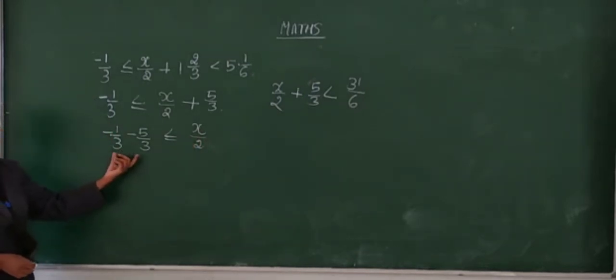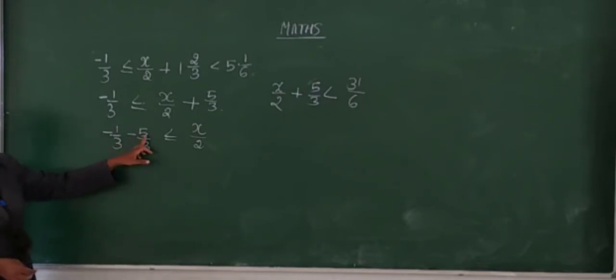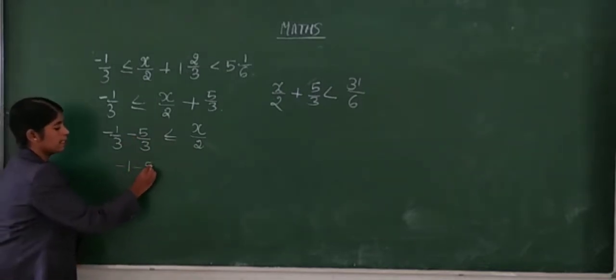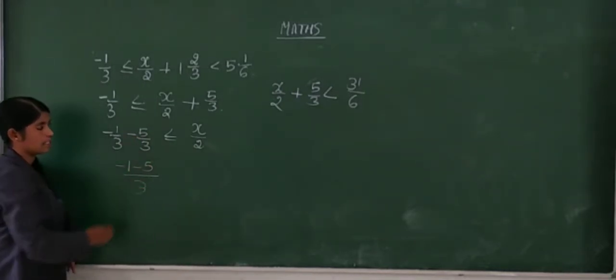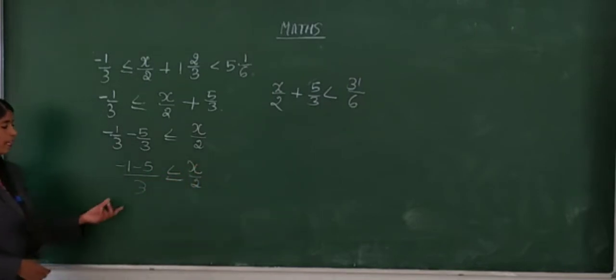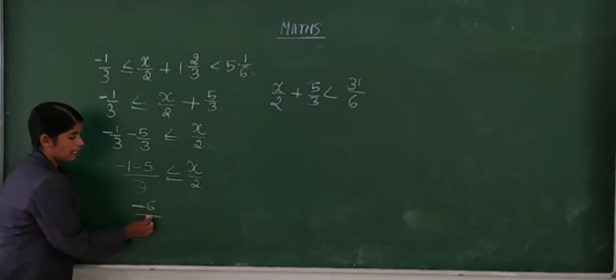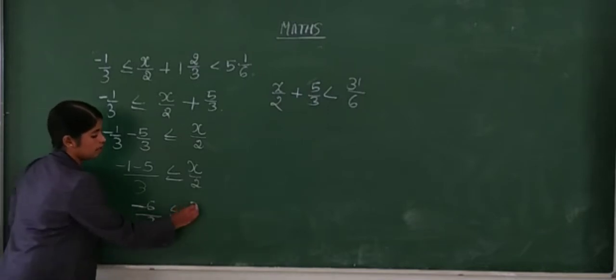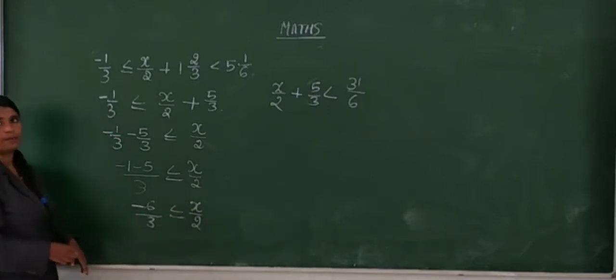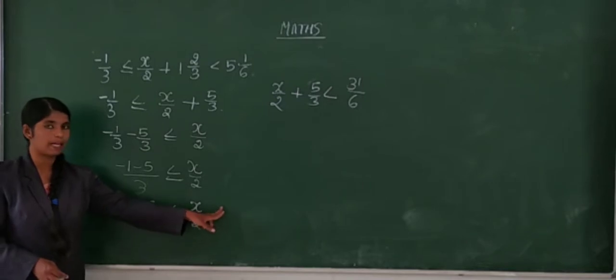Then since the denominators are same, you can add or subtract according to the sign in the numerator. Minus 1, minus 5 in the numerator, and the denominator is 3 itself, right? Less than or equal to x divided by 2. Then minus 5 minus 1 is minus 6 divided by 3 less than or equal to x divided by 2. Right? So we have to remove this 2. Since it is divided by 2, if you want to remove 2, we have to multiply by 2.